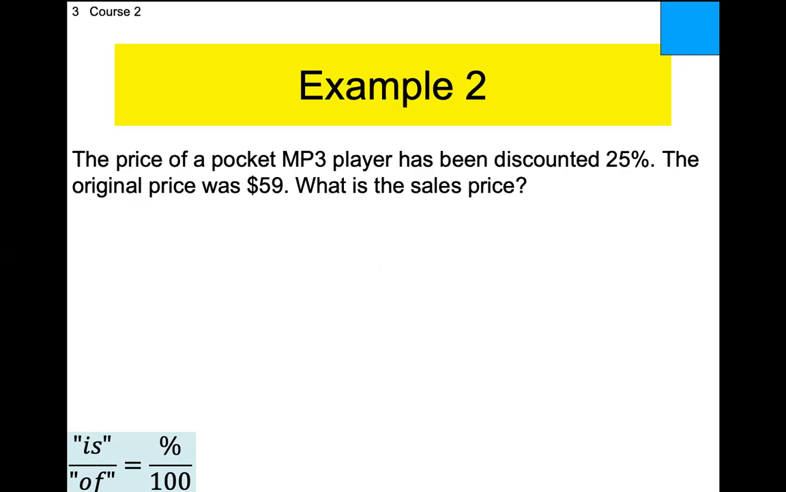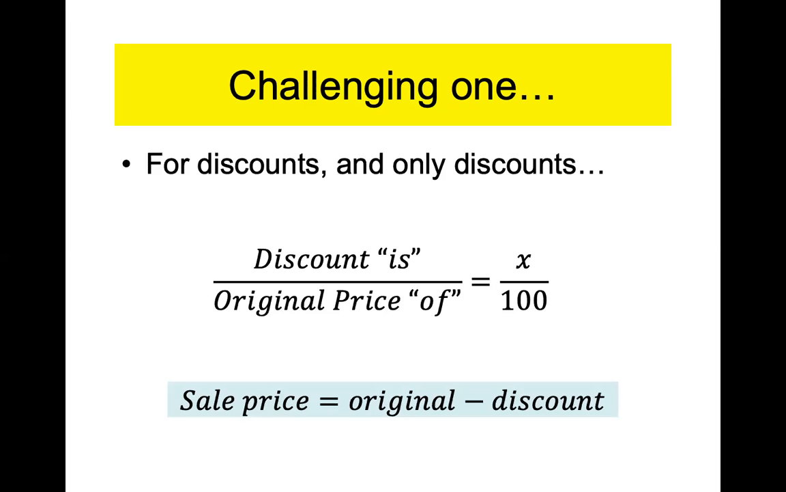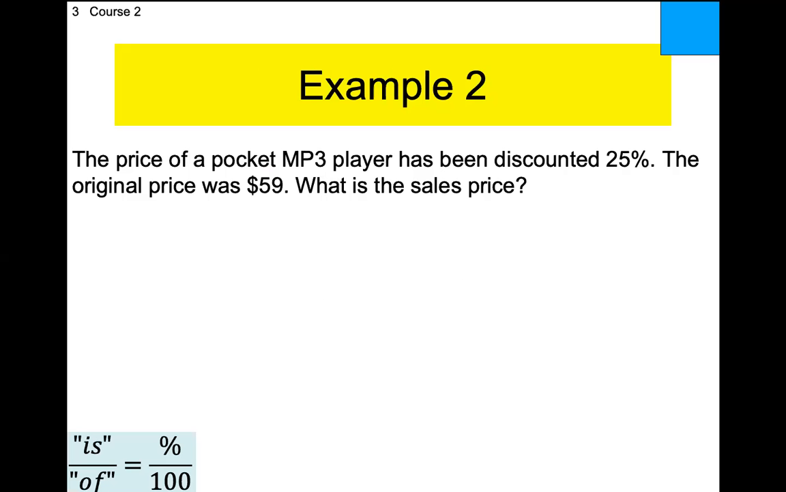All right. We'll see. It says the price of an MP3 player, if those even exist now, has been discounted 25%. The original price was $59. What's the sales price? We ignore all is and of. We're doing discounts. So we know that discount is the is, the original price is the of, and the sales price is original minus your discount. Well, let's see what we got. Well, we got a percent. That's easy. That goes there.